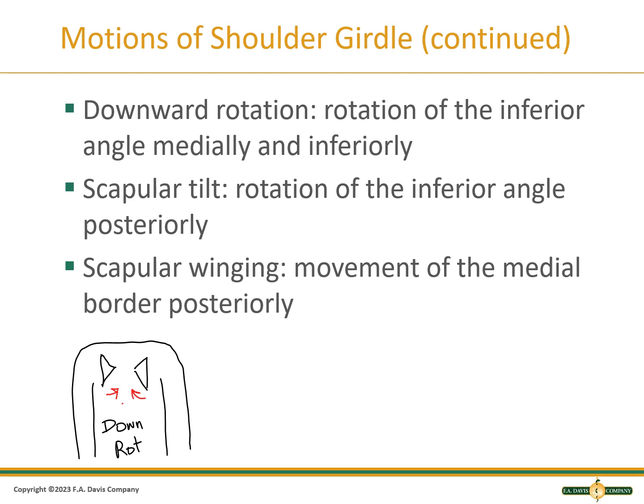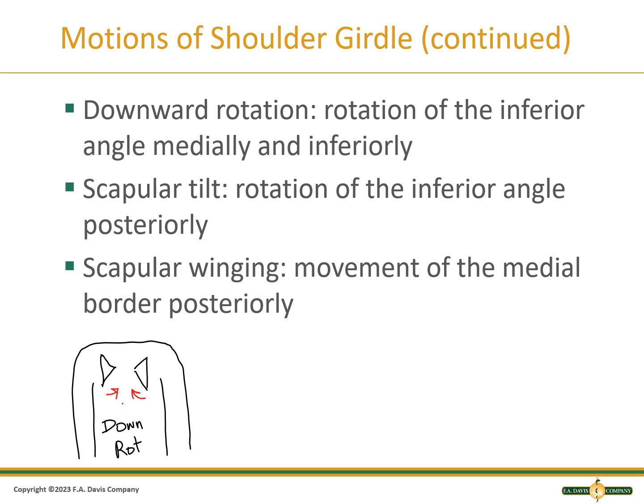And if you look at the bottom of the slide, I have drawn a lovely picture of downward rotation. If this is the posterior of our patient, and those are the scapulae in an upwardly rotated position because of an overhead reach, downward rotation would be where those inferior angles are going to move medially and inferiorly. My arrows might not be the most aesthetically pleasing, but it was the best picture I could do.